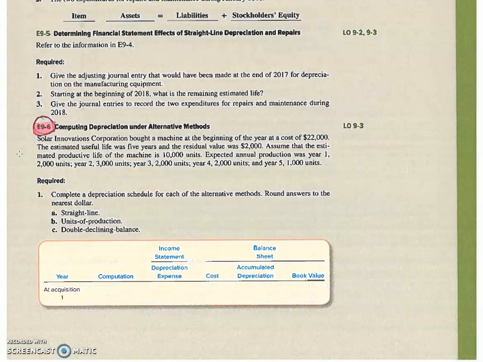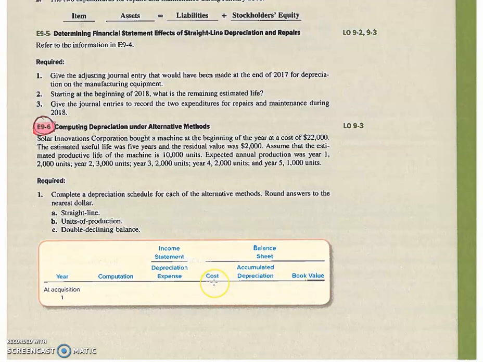Expected annual production was year 1, 2,000 units; year 2, 3,000 units; year 3, 2,000 units; year 4, 2,000 units; year 5, 1,000 units. Compute the depreciation schedule for each of the alternative methods. Round answers to the nearest dollar. So here we're going to do straight line, units of production, and double declining balance. So we have the year, the computation, depreciation expense, cost, accumulated depreciation, and book value.